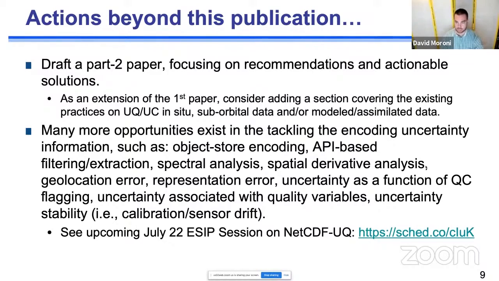And what we'll talk about more today are the perspectives of, as I mentioned, modeling and data assimilation, perhaps even some additional examples on suborbital and in situ. But there are many more opportunities that exist downstream, such as how it's encoded in data files, whether you're using object store encoding or API-based filtering extraction, etc. So we called out in the white paper a lot of opportunities that exist downstream.